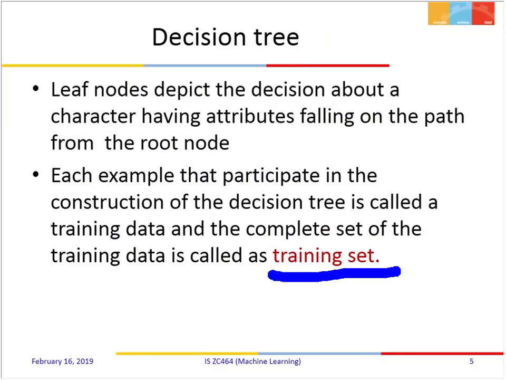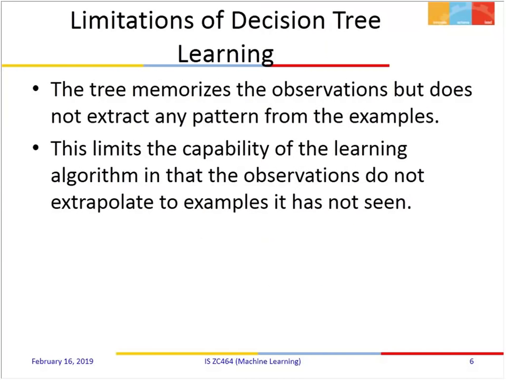So leaf nodes depict the decision about a sample having attributes falling on the path from the root node. Each example that participates in the construction of the decision tree is called a training data, and the complete set of the training data is called the training set. The tree memorizes the observations, but it does not extract any pattern from the examples.